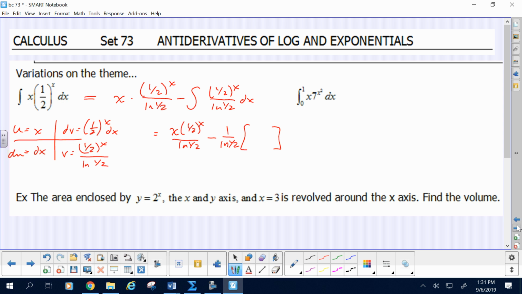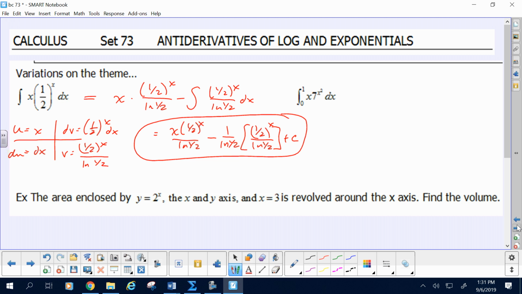And when I integrate 1/2 to the x, what do I get? 1/2 to the x over another natural log of a half. So we'd have a pair of natural log of a half in the denominator. That's all true. Do you follow me? Okay. How about the next one?